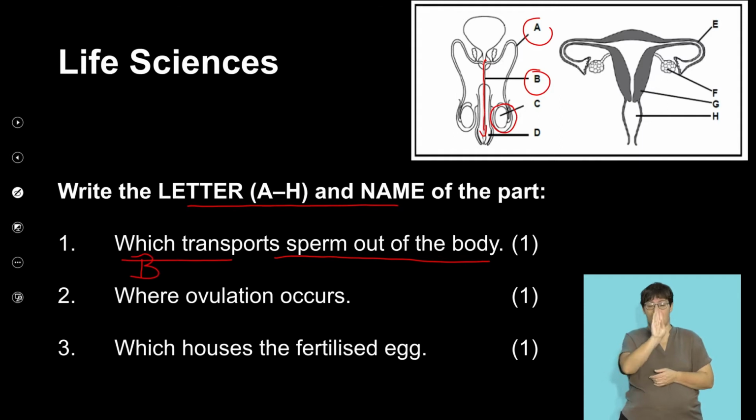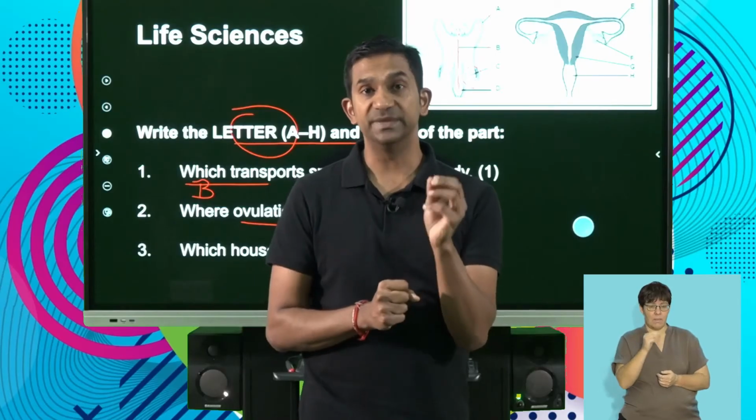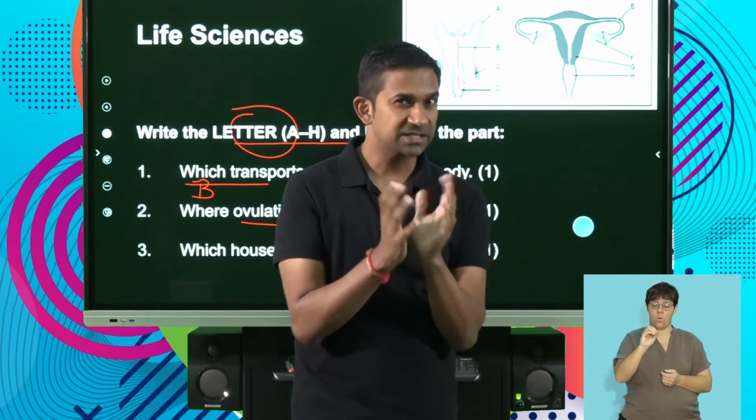Okay. The next question. Where does ovulation occur? So name the structure or letter where ovulation occurs. Now the concept of ovulation is the process where an ovum is released from the ovary, and that's around day 14.